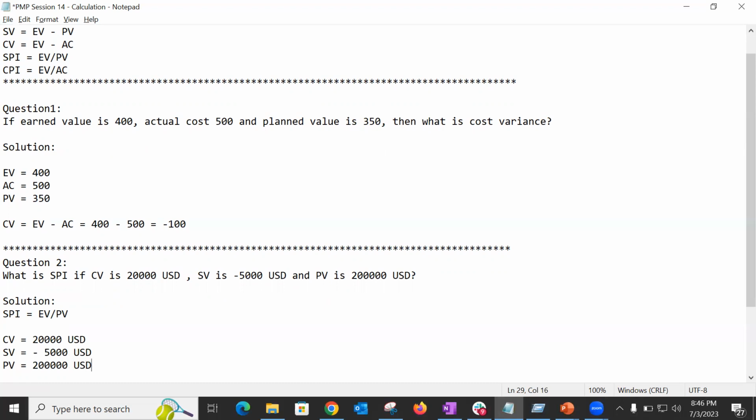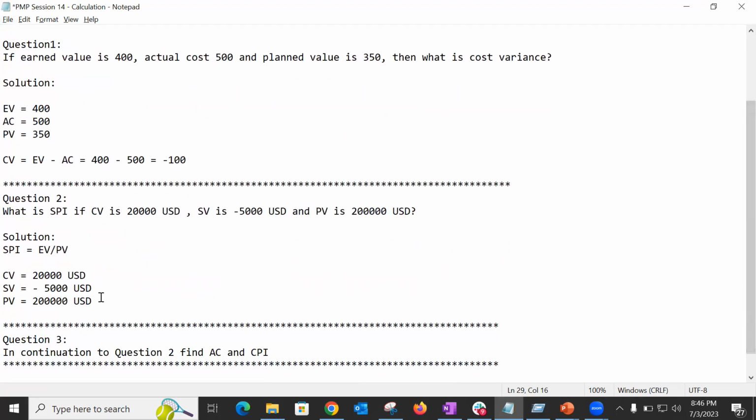Okay, so we have the PV from the equation right there, which is 2 lakh, but we don't have the EV. Now, how do I find out the EV? Look at the other piece of the puzzle and try to just connect the dots here. So we know that we have got the SV and the PV here. So from here, can we find out the EV? So SV is equal to, remember, EV minus PV. So in that way, we can find out the EV piece.